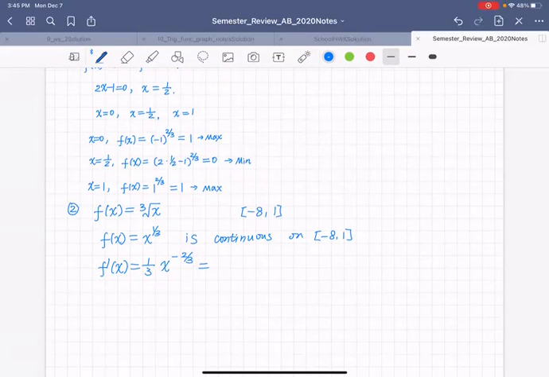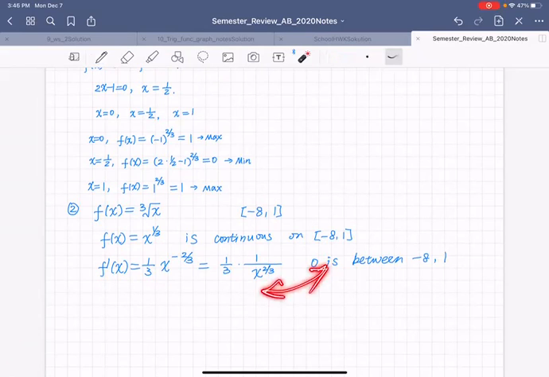That makes sense? Yeah. So it's not differentiable because what? They're not equal to each other, right? Because 0 is between negative 8 and 1. And you have a point at which your function is not differentiable. You cannot base on this.